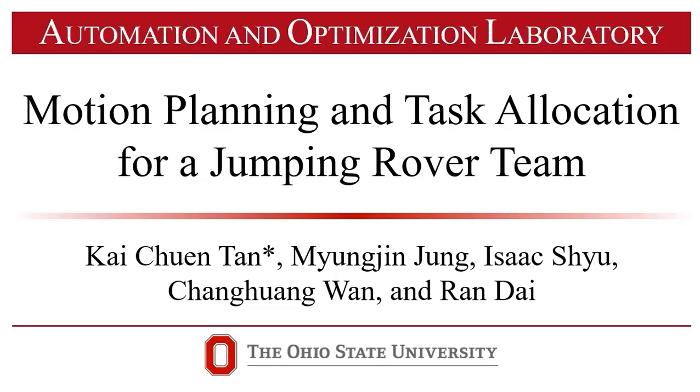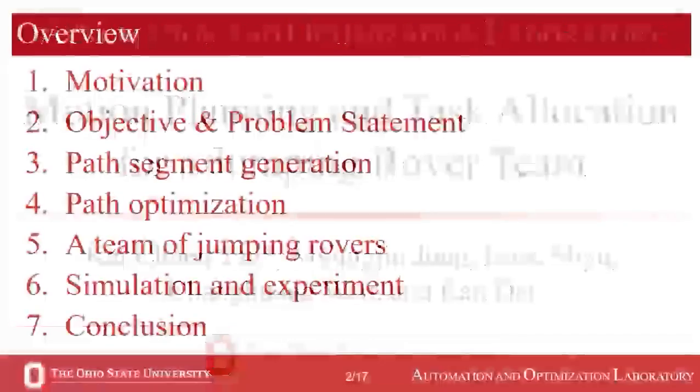My name is Kai, and I'm a former undergrad research assistant at the Ohio State University's Automation and Optimization Lab. It's my honor working on motion planning and task allocation for a team of jumping rovers with my advisor Dr. Dai and lab mates who are Yunjin Jung, Isaac Xu, and Chang Huang Wan.